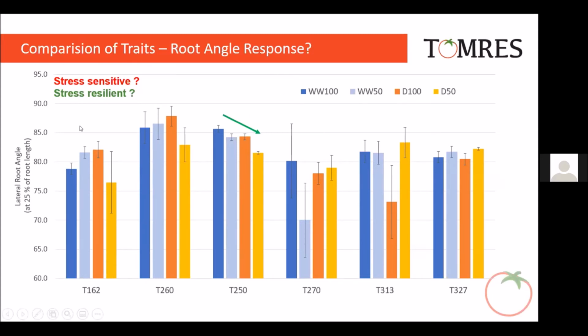Root angle response is one that perhaps we've seen in cereal crops under drought conditions. We get a deeper shift in root angle as the roots grow down and try to access water deeper in the soil profile. Again, variability was quite high across the ones that we looked at. 250 was interesting though: in the combined stress we did see more of a significant difference between these two points here. So there are suggestions that there are things going on there.